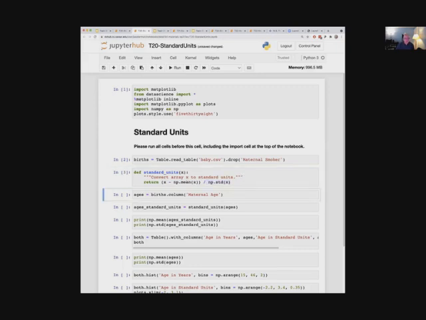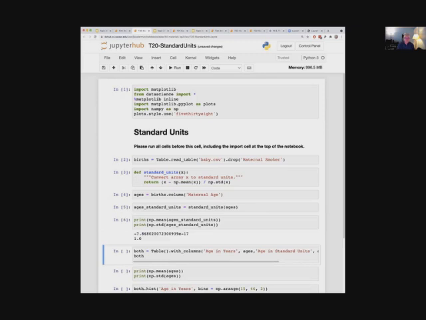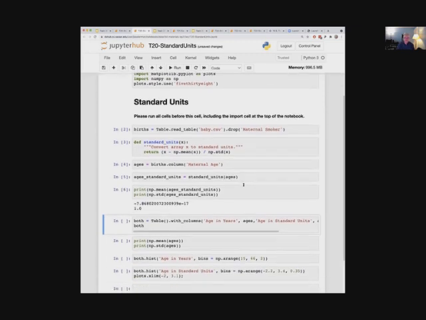Now that we have that function, let's take the maternal age from our data set. All we need to do to convert it to standard units is run that standard units helper function on our data. Now if we take a look at the conversion to standard units, remember what we said from our slides.